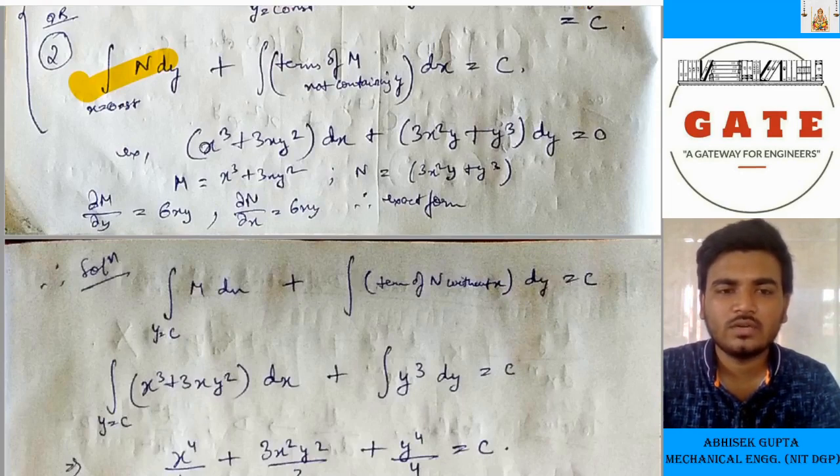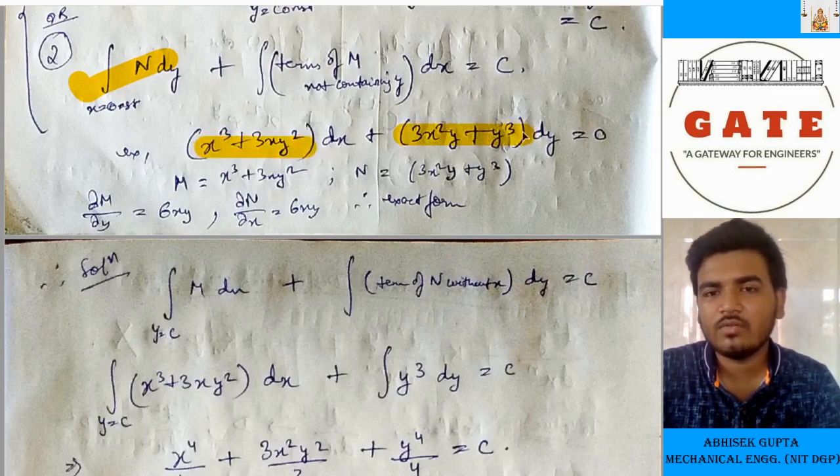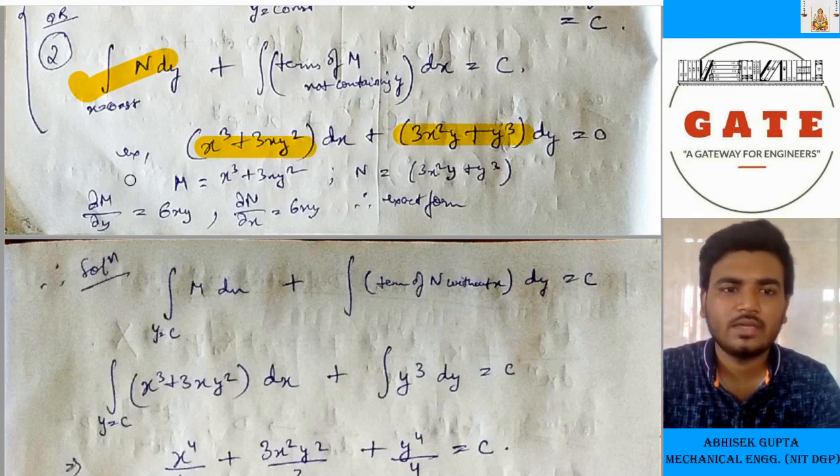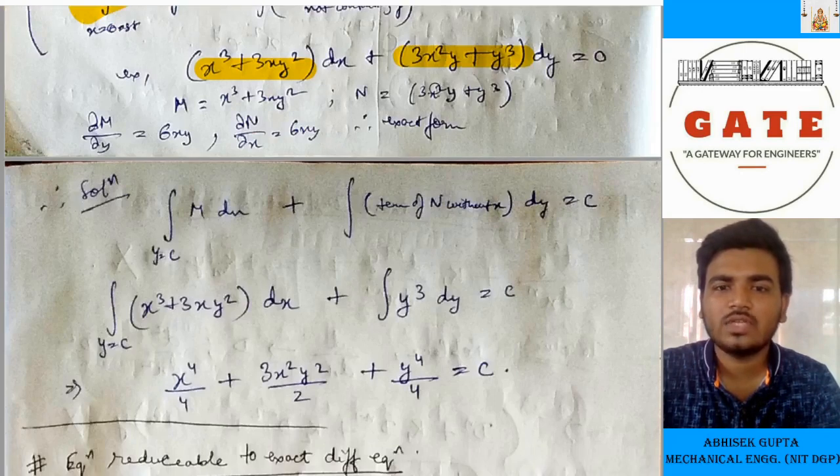Here, the coefficient of dx will be M and that of dy will be N. Now M equals x cube plus 3xy square and N equals 3x square y plus y cube. Now del M upon del y equals 6xy and del N upon del x equals 6xy, which means both are the same, therefore this is an exact form.